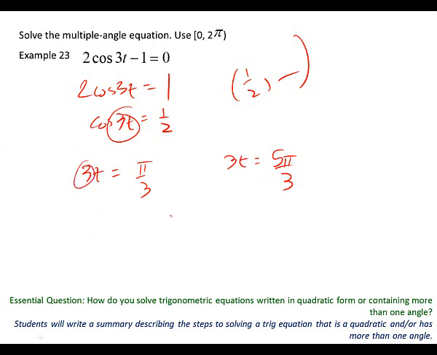How am I going to get that 3 to the other side? Divide by 3 or multiply by 1/3. It's one additional step to what we were doing before. Okay? So t equals pi over what? 9, and t equals 5 pi over 9.